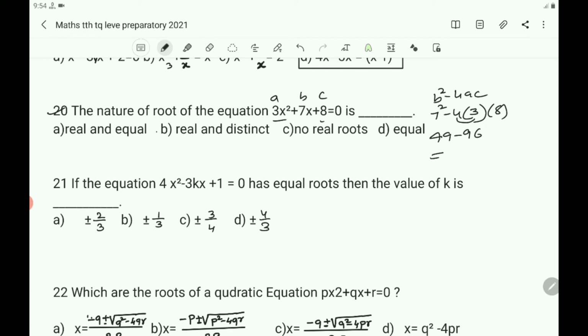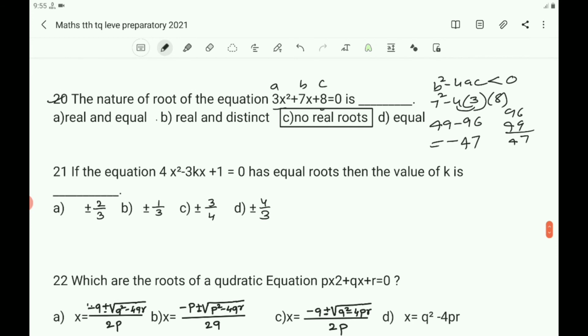Then you will get that negative value here. That is 96 minus 49, how much? That is 47. You got minus 47. So if b square minus 4ac is lesser than 0, minus 47 means it is lesser than 0, then what can you conclude here? Option C is the answer, no real roots.